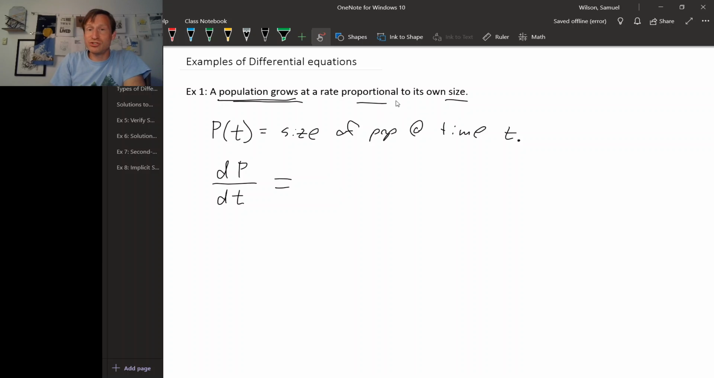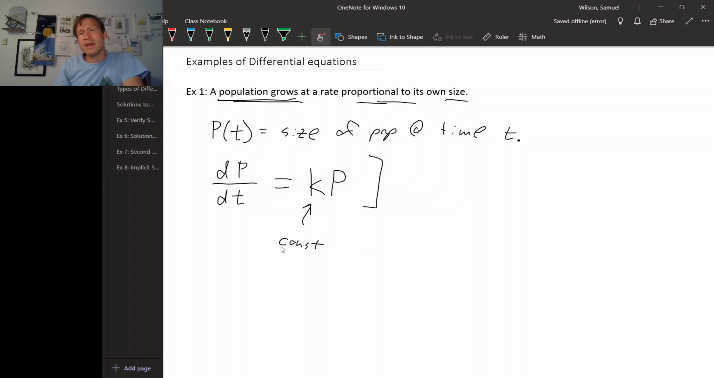And proportional to means that it's a constant multiple of. So some multiple, so k is a constant here. That will probably depend on what kind of population it is, I guess. Proportional to the size of the population. Well, the size of the population is P, or P of t. So here's an equation, but it's a funny sort of equation.